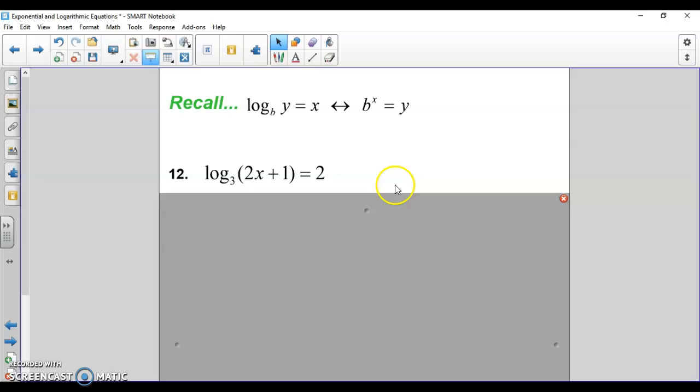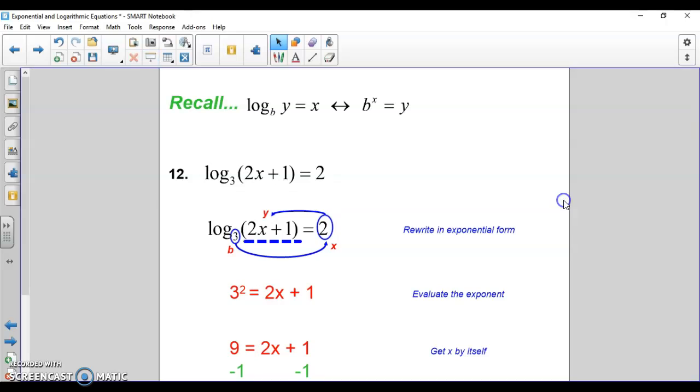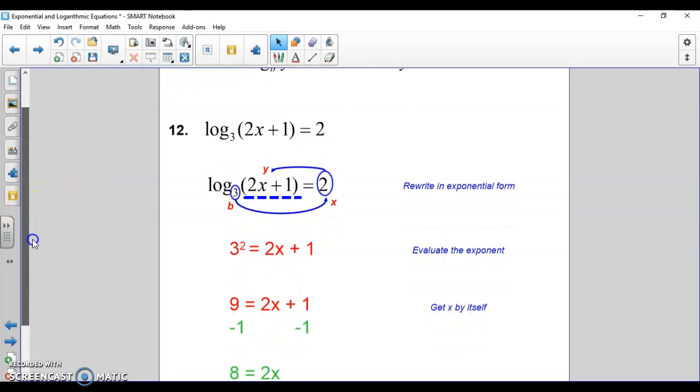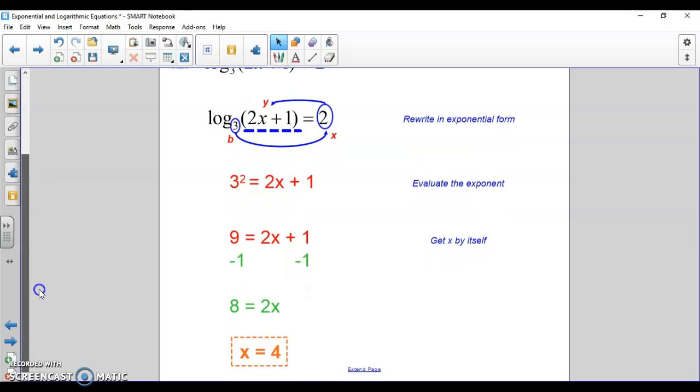Last example. Same exact type. I'm not going too deep into these equations; we should be spending much more time on this, but I just don't have the time, and that's okay. So we got 3 squared equals 2x plus 1. 3 squared is 9 equals 2x plus 1. Subtract 1. 8 equals 2x. Divide by 2. You get x equals 4.